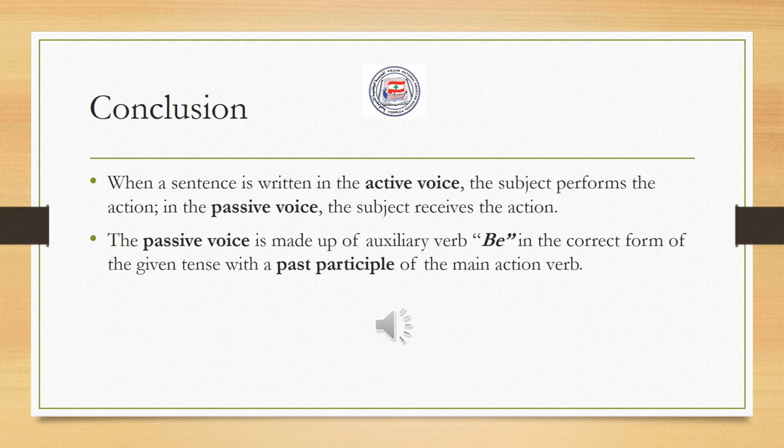In conclusion, when a sentence is written in the active voice, the subject performs the action, in which the focus will be on the doer of this action. While in the passive voice, the subject receives the action, so we focus on what has happened to this subject, not who did the action. The second thing that we have to keep in mind is that whenever we want to change an active voice sentence into the passive voice sentence, the passive voice is made up of an auxiliary verb be in the correct form of the given tense in the sentence with the past participle of the main action verb.